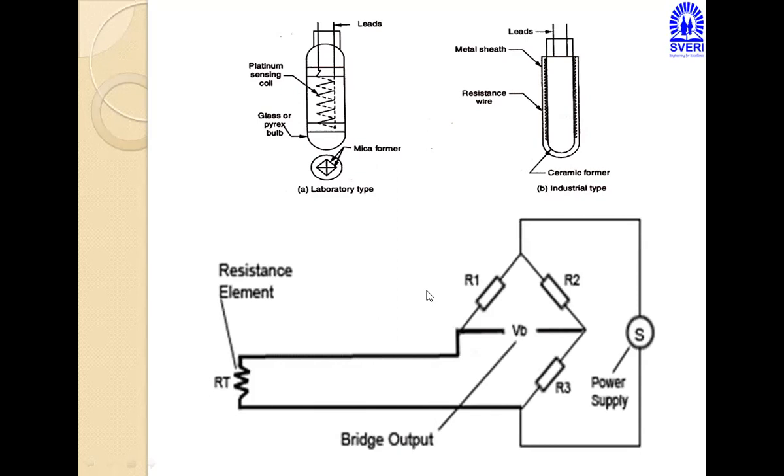Two resistances are connected in series and two are connected in series, means R1 and R2 are connected in one line, and R3 and RT, means R4, are on the opposite side. This Wheatstone bridge circuit is a null, means the energy transferred is equal to the output of this bridge circuit, or the collected voltage VD.